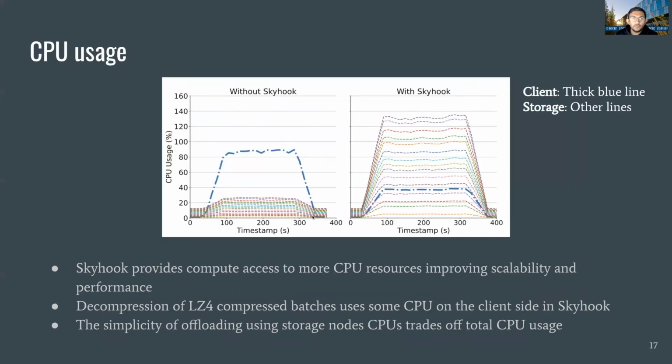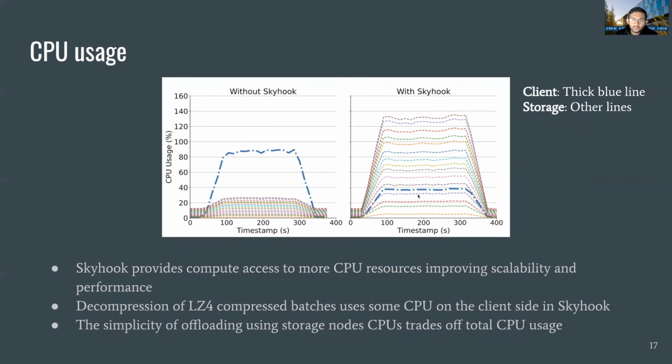We also did CPU usage experiments, where in this plot we show the client side results in the thick blue line, and all the other thin lines show the storage side results. So we show that Skyhook provides access to all the CPU resources in the system, thus improving scalability and performance. Whereas with Parquet, the CPU available to the client side scan is limited to whatever CPU is present on the client side.